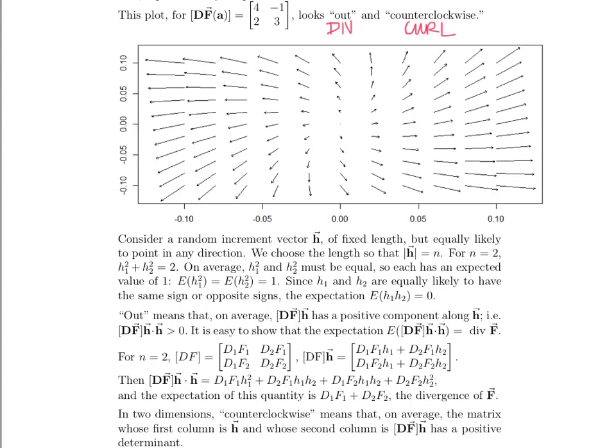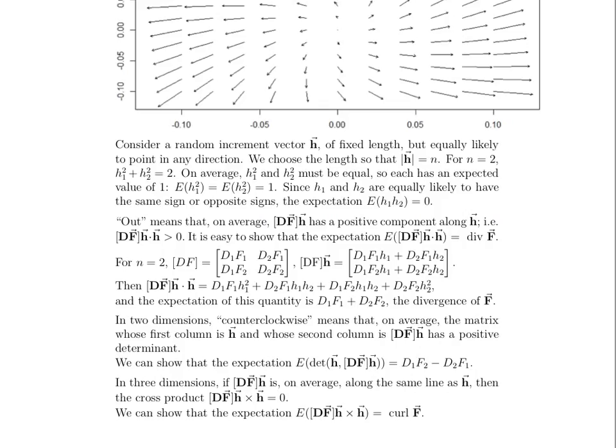Well, now what does counterclockwise mean? Let's scroll down a bit. Well, this means that, on average, the matrix whose first column is h and whose second column is df acting on h has a positive determinant. Well, how can we show that? Well, we can show that the expectation of the determinant of this matrix that we just sort of constructed in our head, where the first column is h and the second column is df acting on h, is equal to d1f2 minus d2f1.